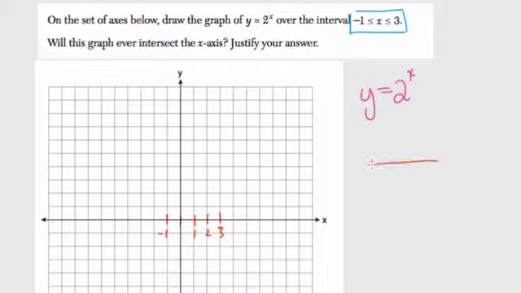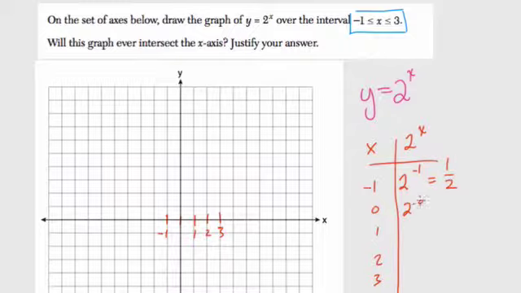So what you can do to figure this out exactly is set up a table. We have the x values here, -1, 0, 1, 2, and 3. And then over here you'll have the y values, where y is 2 to the x. So plug -1 in. We have 2 to the negative first. Remember, that's 1 over 2, or 1 divided by 2. 2 to the 0 power, where x is 0, is equal to 1. 2 to the first is equal to 2. 2 to the second is equal to 4, and 2 to the third is equal to 8. So these are your points, right? Your first point is going to be -1, 1/2.